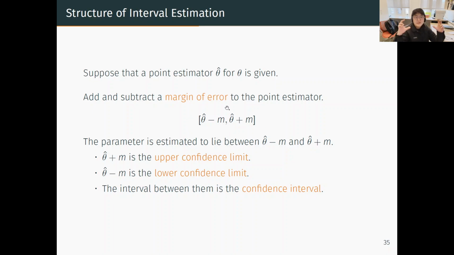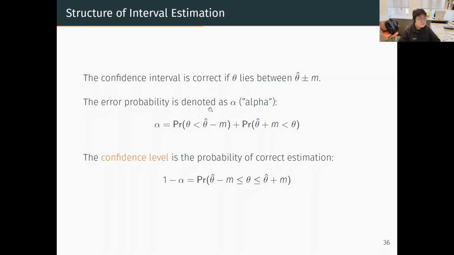So the interval itself is an estimator. It's an interval estimator. We usually call this interval the confidence interval because you are confident that the true parameter will lie within this interval. The upper limit is called the upper confidence limit, and the lower side is called the lower confidence limit. Anyhow, the confidence interval is the keyword.